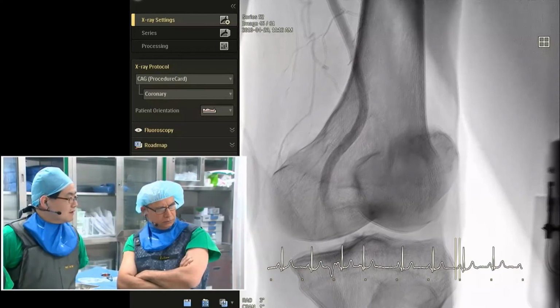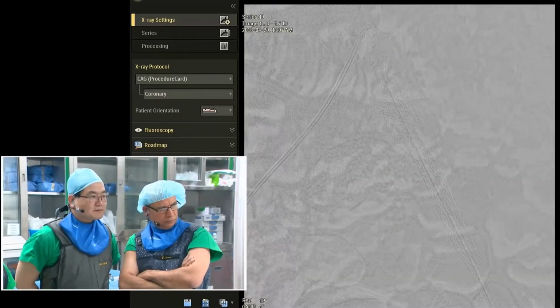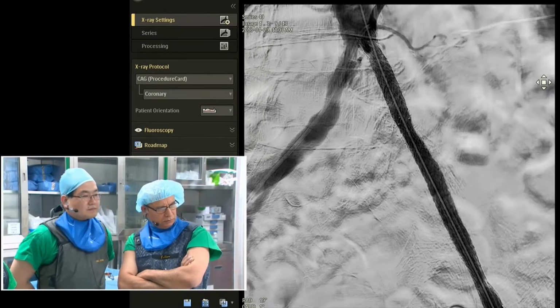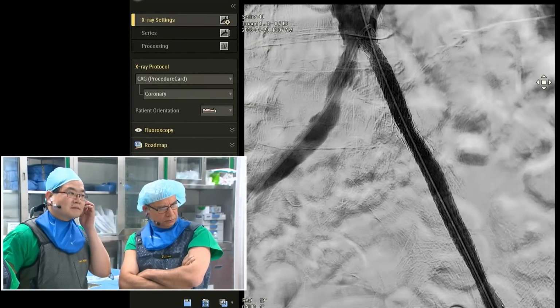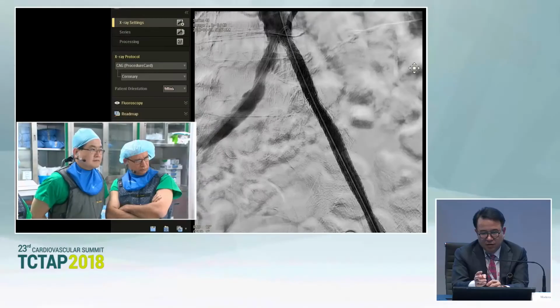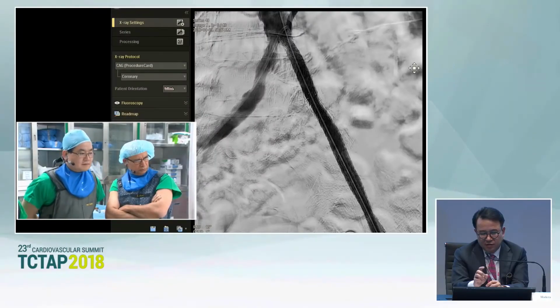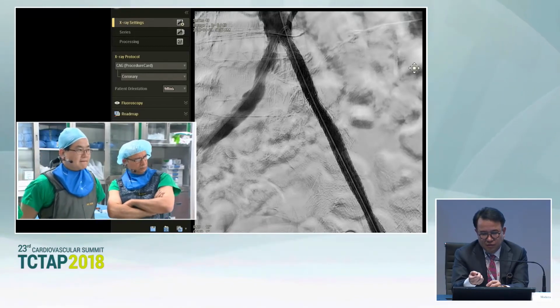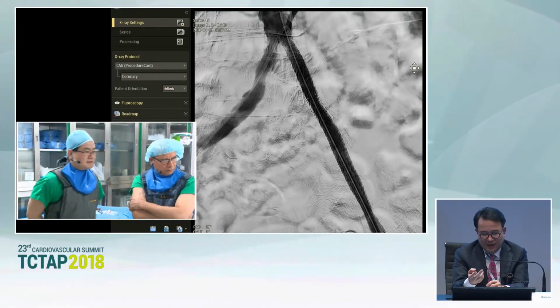So final IVUS, did you check final IVUS? Because this patient had critical stenosis even in the first intervention. So that's the reason for the restenosis and the elliptical portion. So did you check the? No.